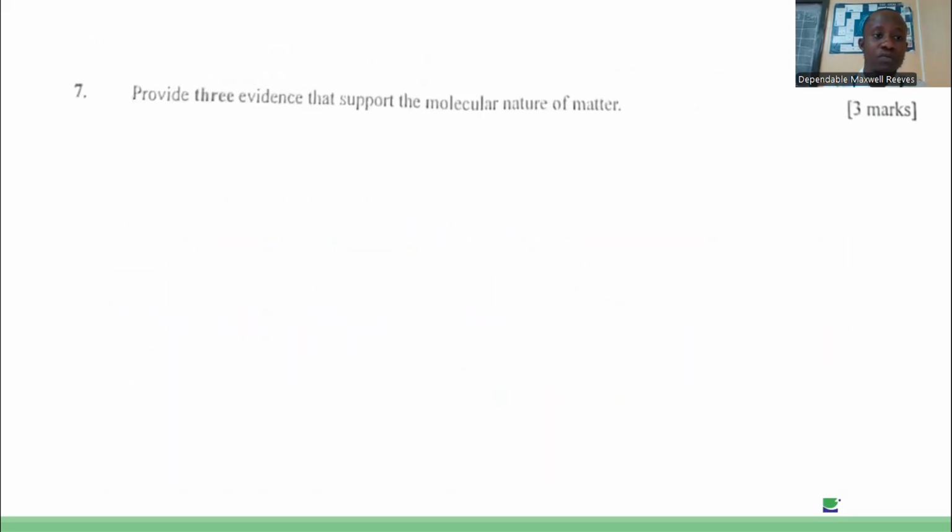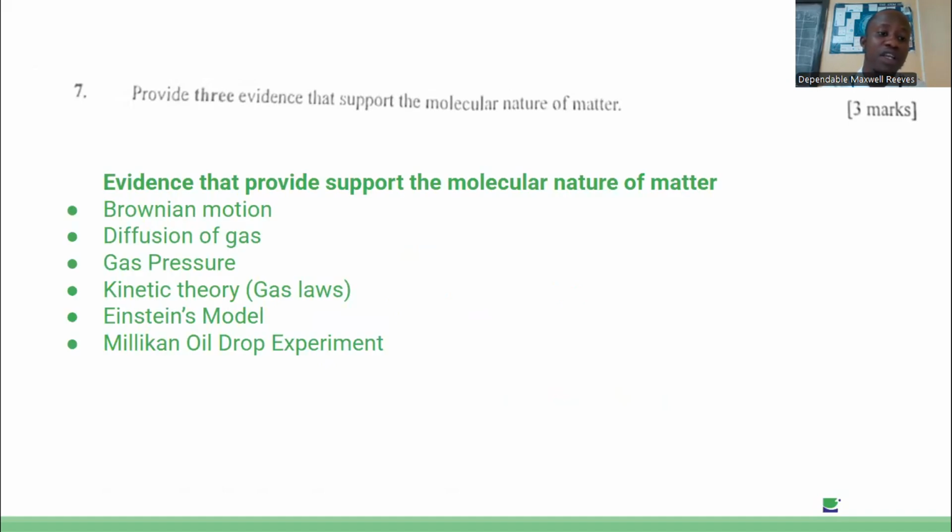Let's move to our last question. The last question says we should provide 3 evidence that support the molecular nature of matter. I will give you 6 evidence, and you can take any 3: Brownian motion, diffusion of gas, gas pressure, kinetic theory or gas laws, and Einstein's model, and Millikan's oil drop experiments. So these were the expected answers for WASSCE 2025 Physics paper 2.